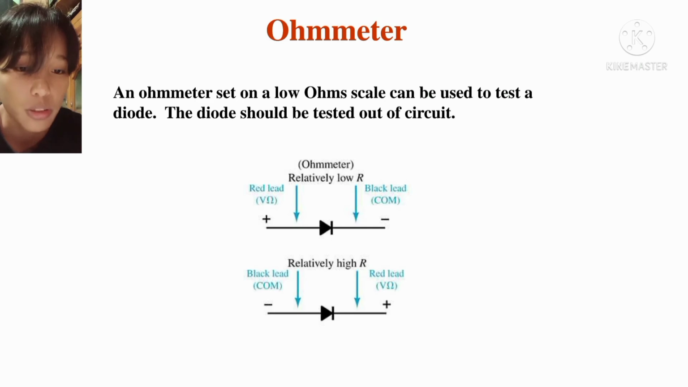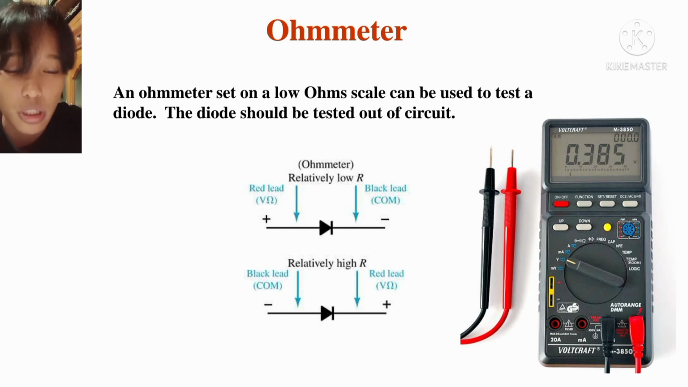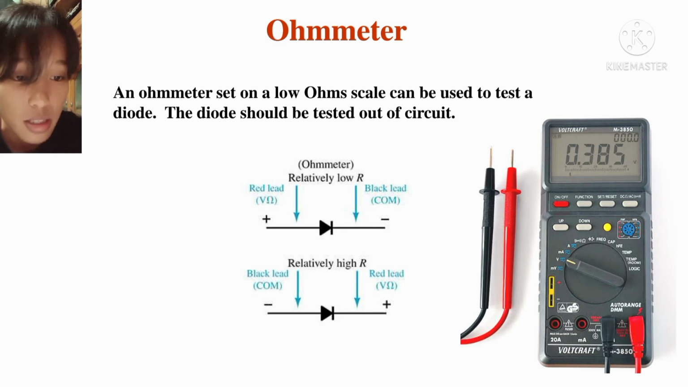Second is the ohmmeter. An ohmmeter set on a low ohm scale can be used to test a diode. The diode should be tested out of a circuit. Itong ohmmeter is pang measure siya ng resistance. So for example, we have here the forward bias, which has a relatively low resistance, while the reverse bias has a relatively high resistance.